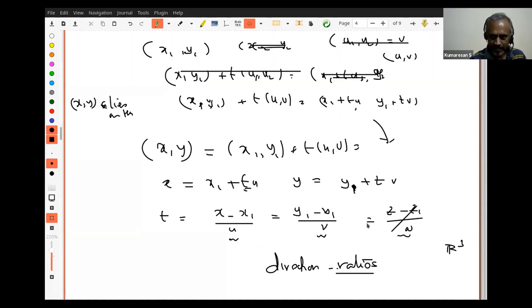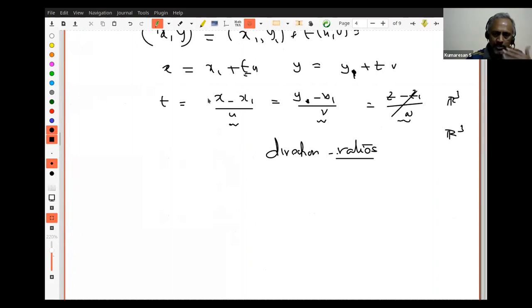You understood that? If it is x, y, z, then I will have x1, y1, z1 plus t times some u1, u2, u3 or u, v, w. Then solve it. Then I have x minus x1 by u equal to y minus y1 by v equal to z minus z1 by w. See, this is the equation of a line passing through x1, y1, z1 with the direction ratios u, v, w. Do you understand? This is what you learn in R3.